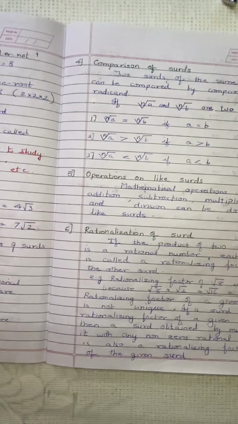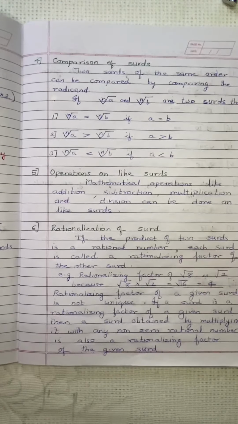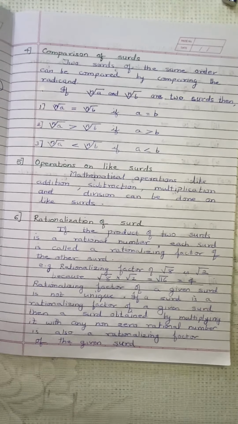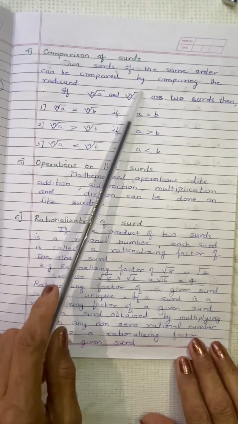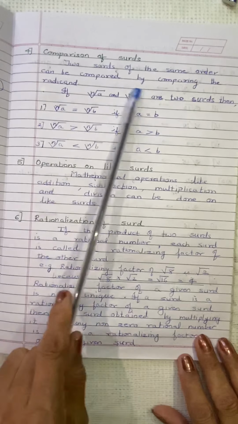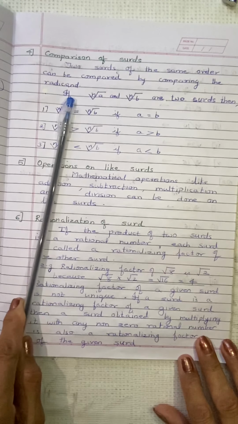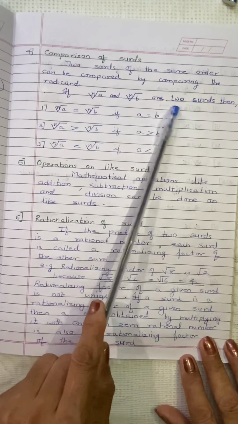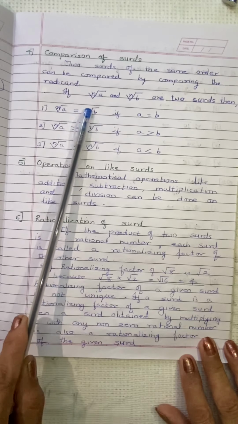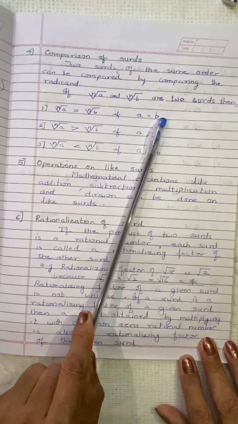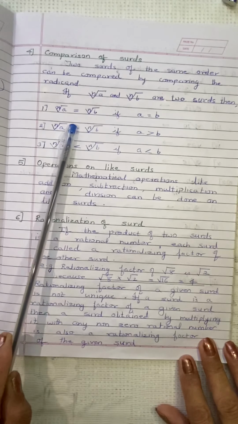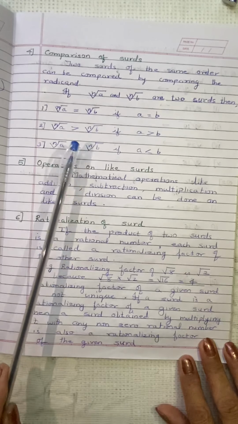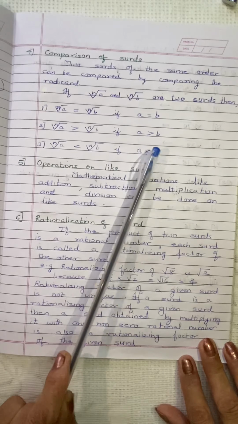Next important point we have to remember is comparison of surds. Two surds of the same order can be compared by comparing the radicand. Now if n root a and n root b are two surds, then n root a is equal to n root b if a is equal to b. N root a is greater than n root b if a is greater than b. N root a is smaller than n root b if a is smaller than b.